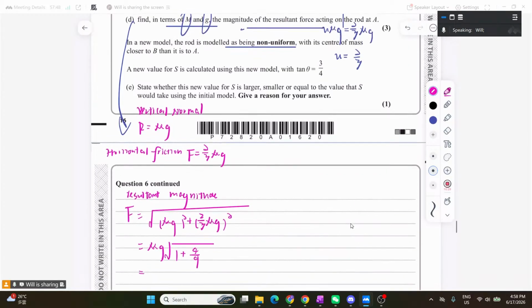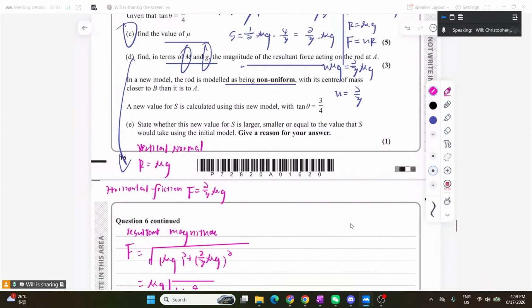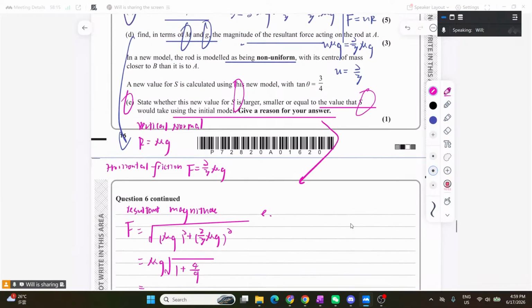No problem. For the final one, we also need to state whether the new value for S is larger, smaller, or equal to the value of S using the initial model. Give one reason for this one, for the E. Think about whether the new value of S is larger, smaller, or maybe equal. Think about it and tell me.